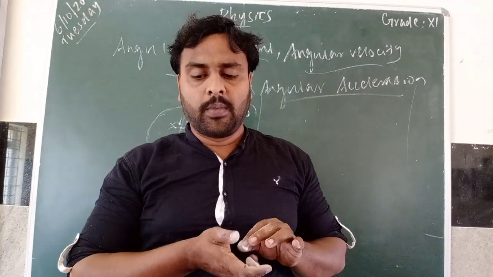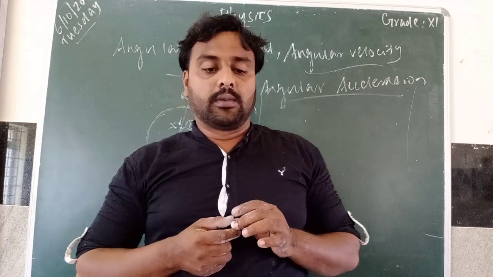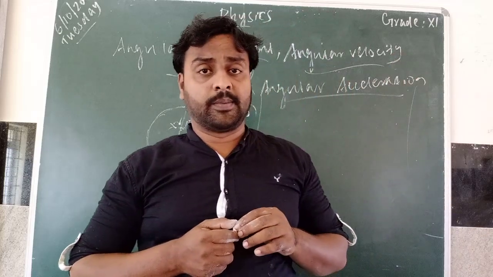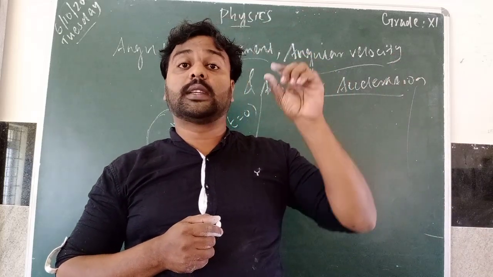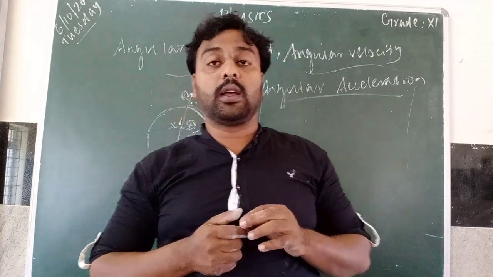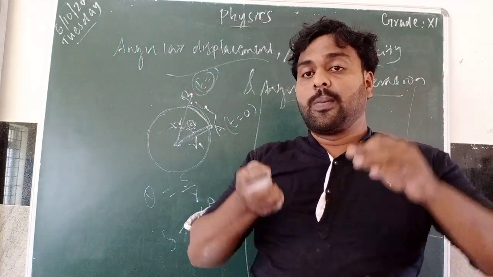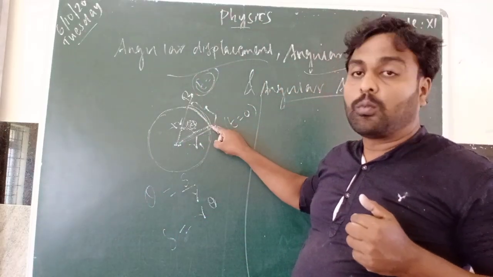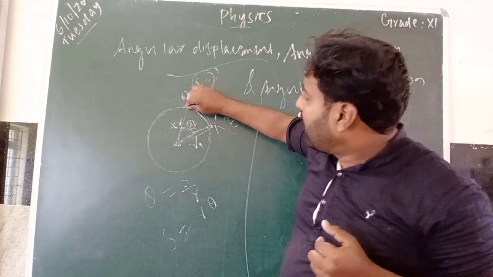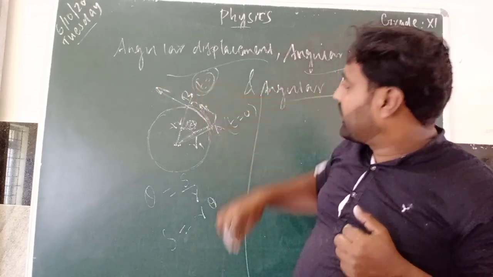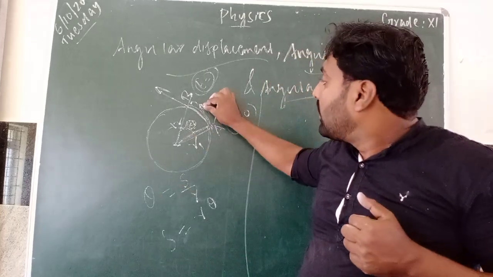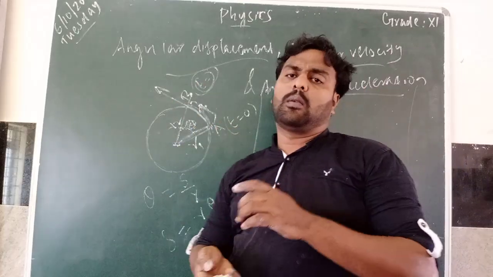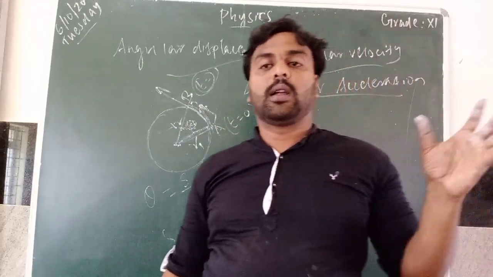You can see page number 89, definition for angular displacement, angular velocity and angular acceleration. So angular velocity, rate of change of angular displacement is called angular velocity. So within a particular time, for this object moving from point A to B, how much velocity? This angular displacement by time only we are saying angular velocity.